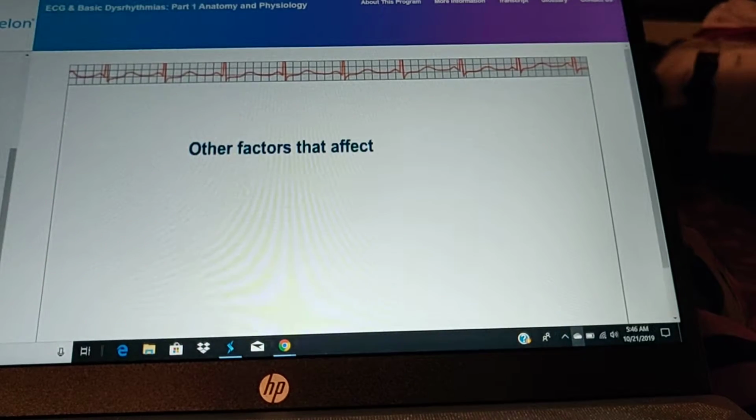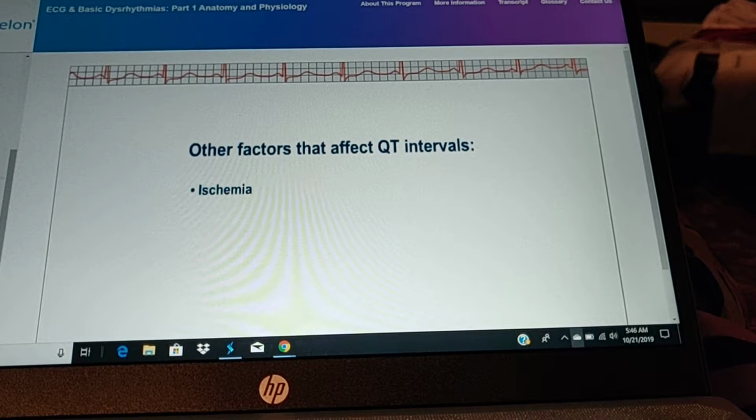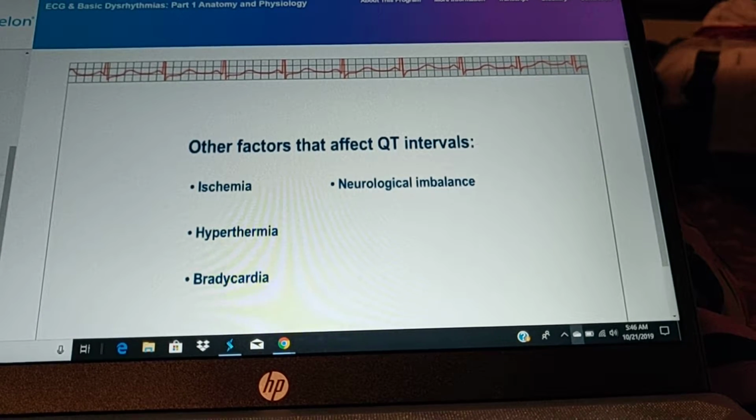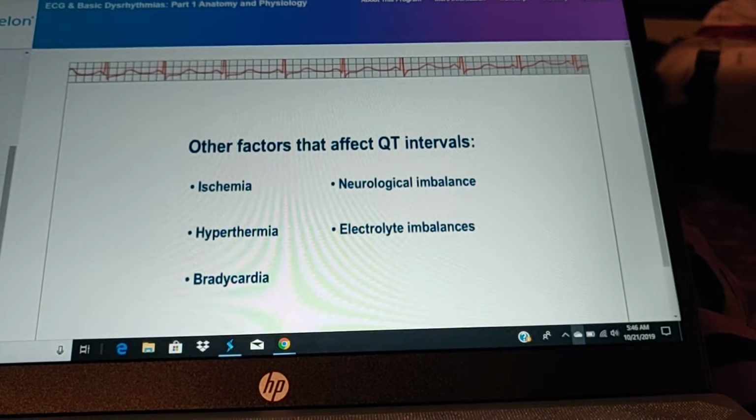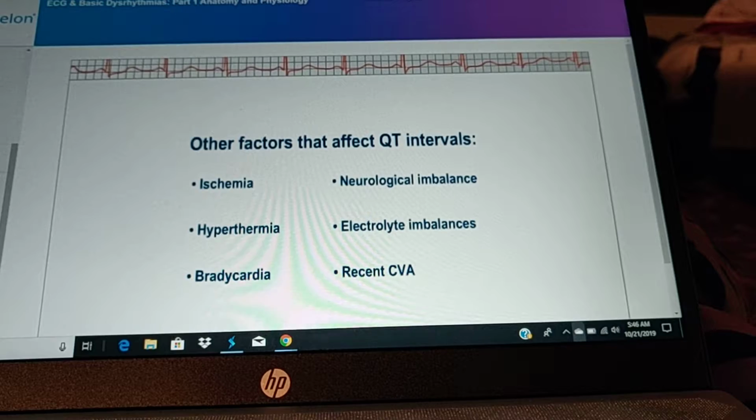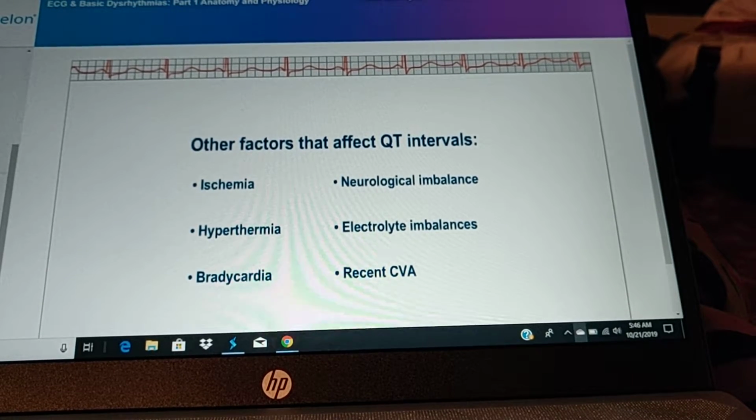Other factors that can affect the QT interval are ischemia, hyperthermia, bradycardia, any neurological imbalance, electrolyte imbalances, specifically potassium, or a recent CVA. The key message with the QT interval is look at the trends.